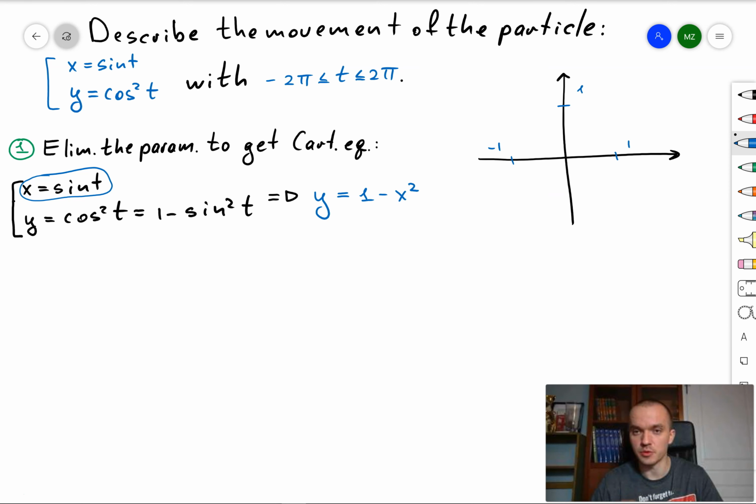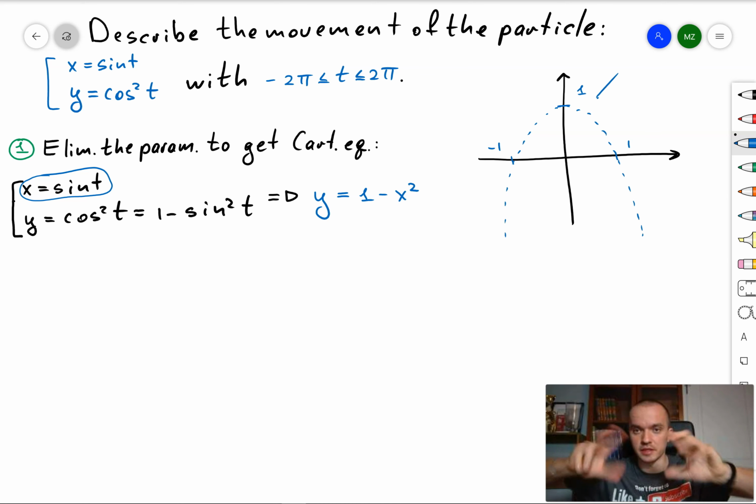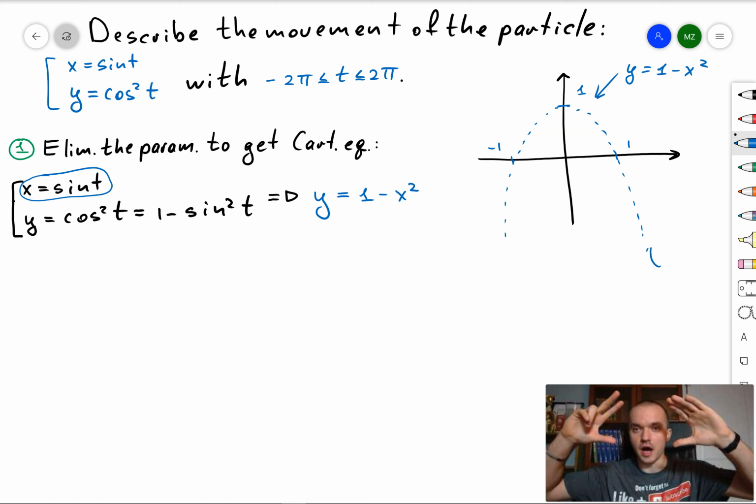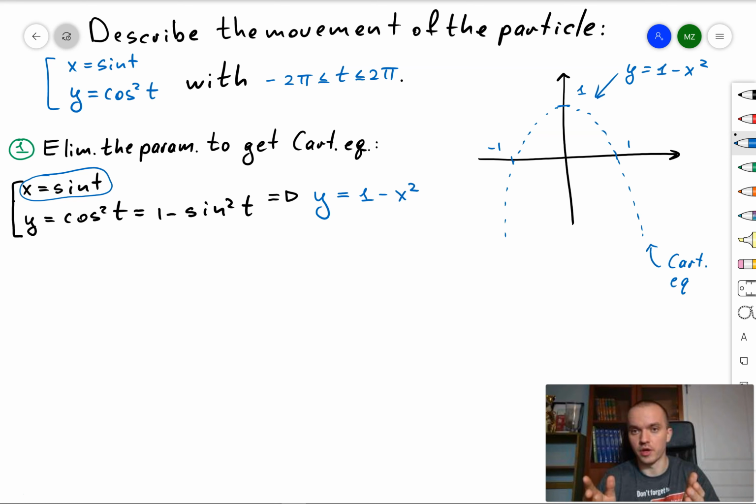And then y is 1 minus x squared, which is just a regular parabola x squared, but reflected along the x-axis and shifted by 1 upward. So in other words, I'm going to have the corresponding graph if I plug in 3 points to sketch it, which are x equal to 0, x equal to 1, and x equal to -1. So in other words, we have the following Cartesian equation.